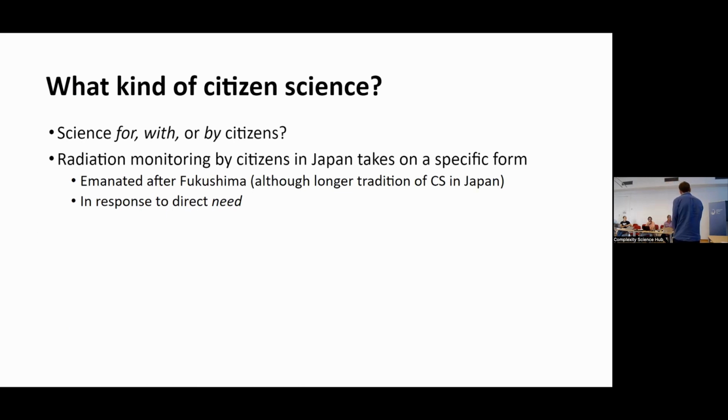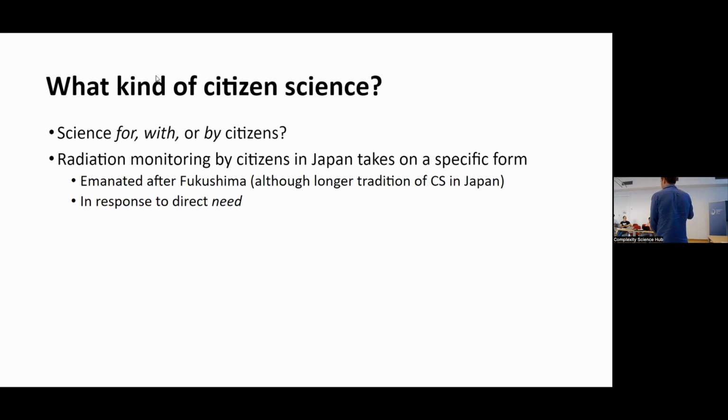And a question being asked in Japan is, what is science for, right? Is it for, with, or by citizens, right? Is it for society? Is it with society? What is it about? And so here we see, in a way, a very specific form, because it emerges from the bottom up, right? It's driven by local concerns and needs, and in response to a disaster, right? Which is not necessarily how citizen science initiatives emerge.